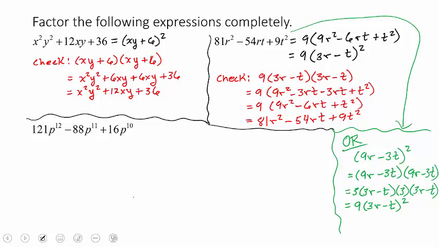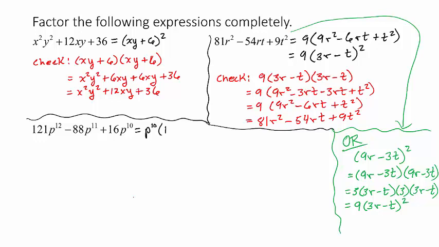121p to the 12th minus 88p to the 11th plus 16p to the 10th. Okay, I know that 121 is 11 squared, and I know that 16 is 4 squared. I can pull p to the 10th out of that, so minimally I want to do that. And I'm wondering if there's anything amongst the numbers that I could pull out. 121 isn't even like the other two are. Sometimes if you don't see it, you can factor it out later if it becomes obvious. But for the moment, let's get the p to the 10th out. That's a GCF we can pull out.